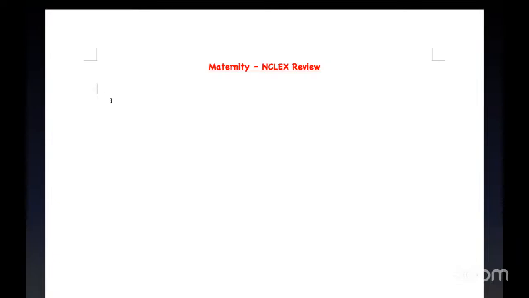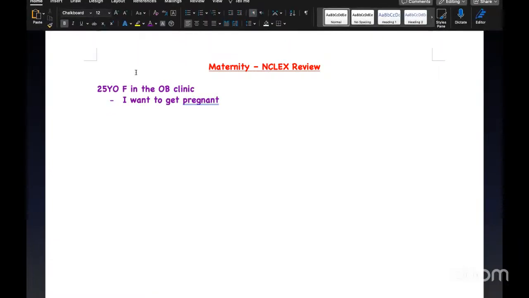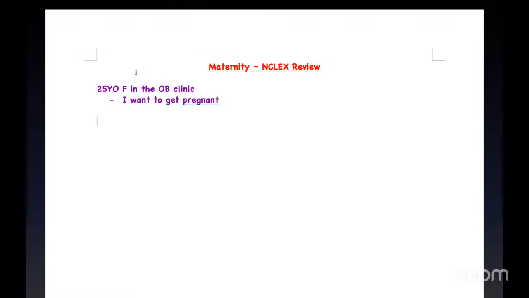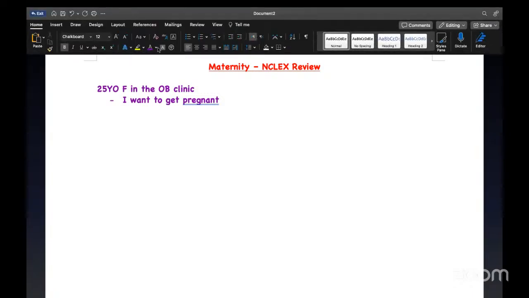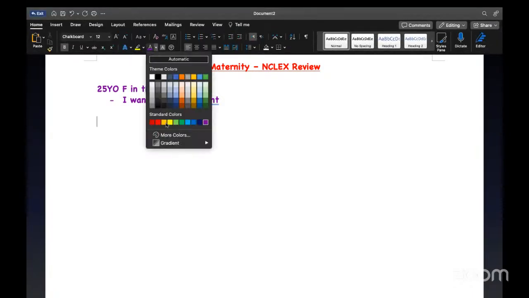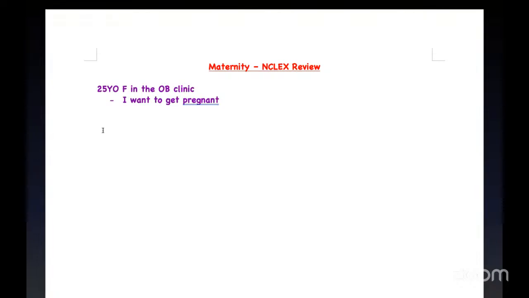So you have a 25-year-old female in the OB clinic. The question is, she wants to get pregnant. This is a common question. They won't tell you like that, but this is the frame of the question. The patient wants to get pregnant. So as a nurse at the OB clinic, what are you going to tell this patient? What kind of questions do you want to ask? What kind of physical exams do you want to do?